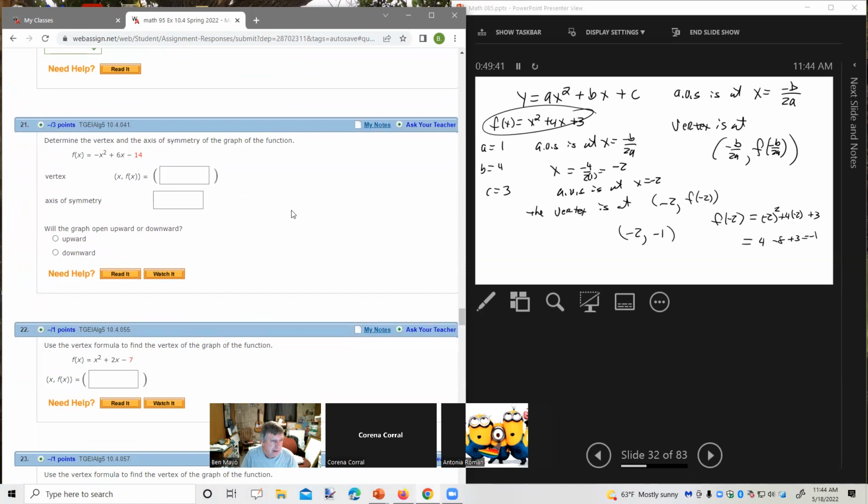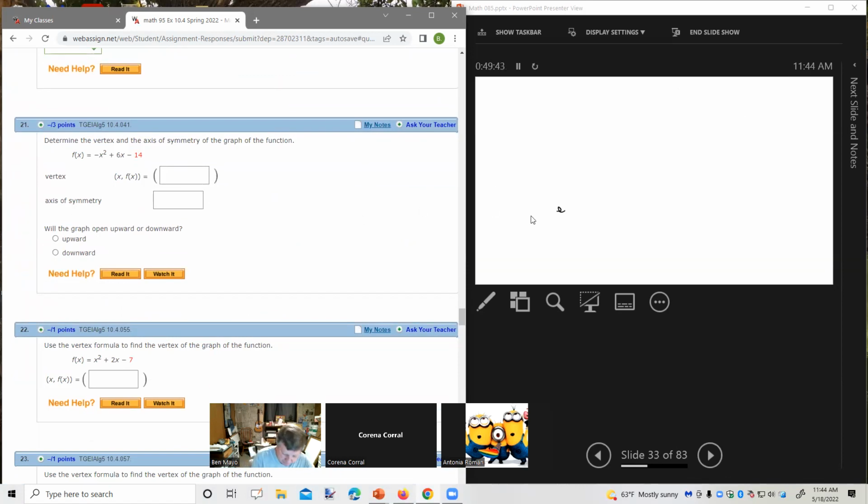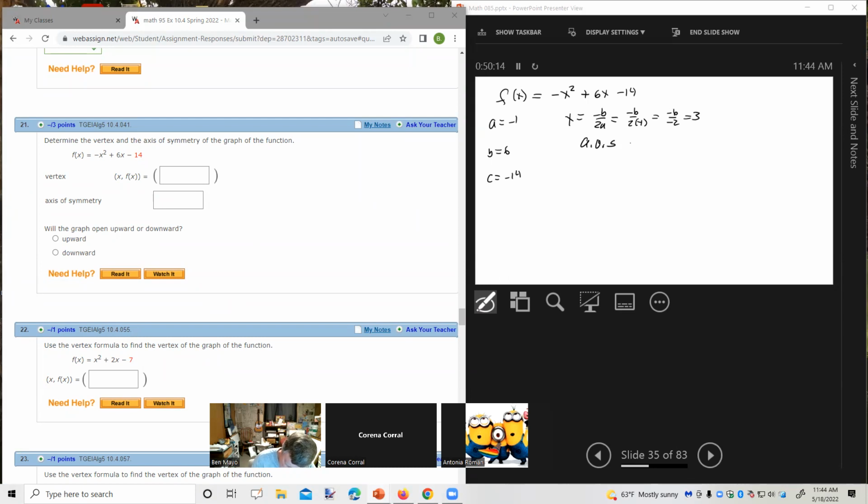We're going to do 21 here. So f of x equals negative x squared plus 6x minus 14. a is negative 1, b is 6, c is negative 14. Let's see here. x equals negative b over 2a would be negative 6 over 2 times negative 1, which is negative 6 over negative 2, which is 3. So the axis of symmetry is at x equals 3.